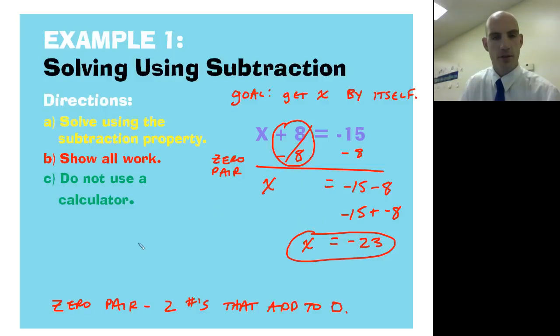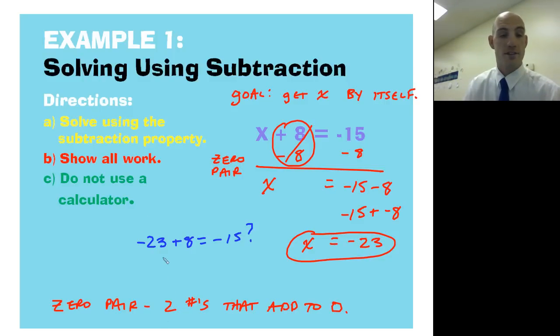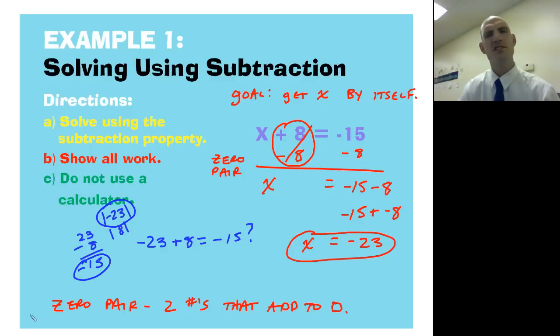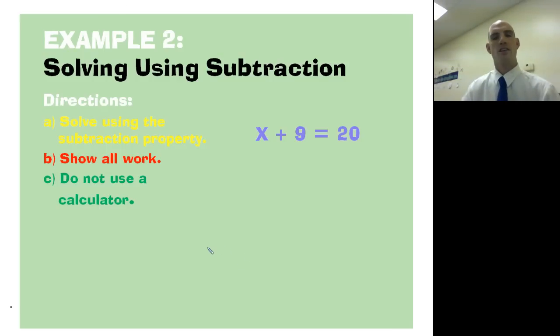Is negative 23 plus 8 equal to negative 15? So I could say that 23 minus 8 would be 15. Keep the sign of the larger absolute value, so negative 23 and 8. 23 is obviously larger, so I keep the negative. All of this is stuff that we've done before. Next example. X plus 9 equals 20.